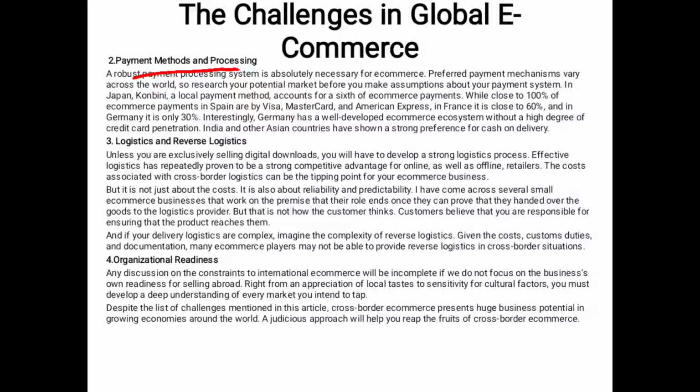Then logistics and reverse logistics. Logistics means getting the products to other countries and keeping track of them. That also is a challenge, because one item to reach another country takes time and various procedures are involved. Then organizational readiness. Organizational readiness means the organization should be ready to sell its product to another country. Sometimes organizations don't wish to sell their product or don't want to go global, and that is also a challenge.